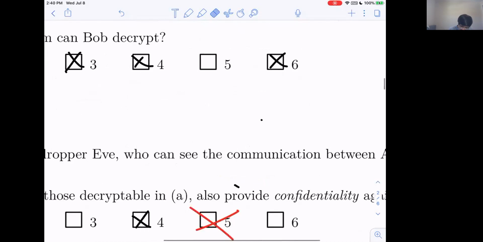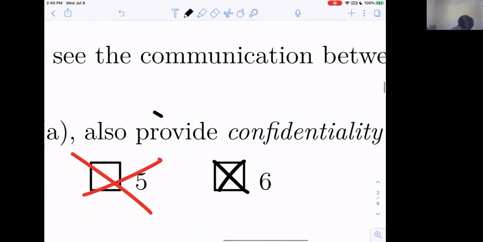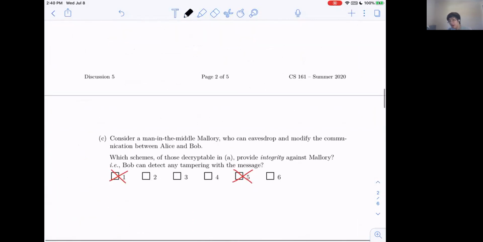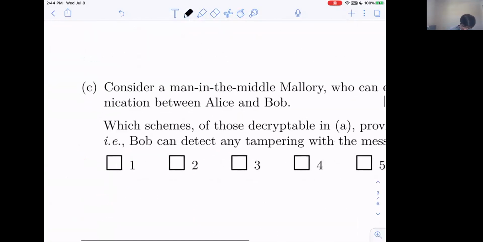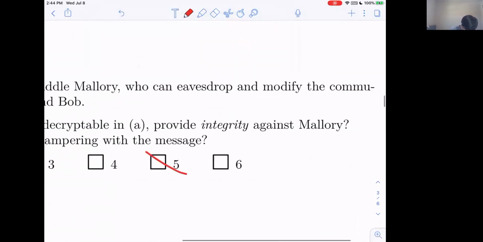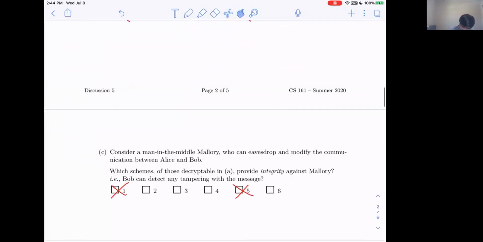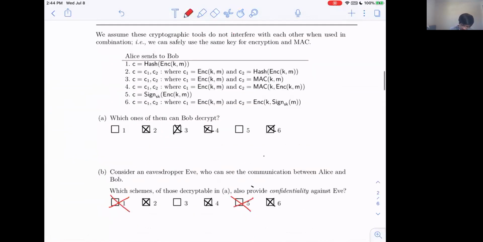So that gives us 2, 4, and 6. And now we're going to do the same thing, except we have integrity. So I'll give you another couple minutes on this. Like before, we can ignore 1 and 5 just because the question says we can. So starting with number 2, does this provide integrity against Mallory?